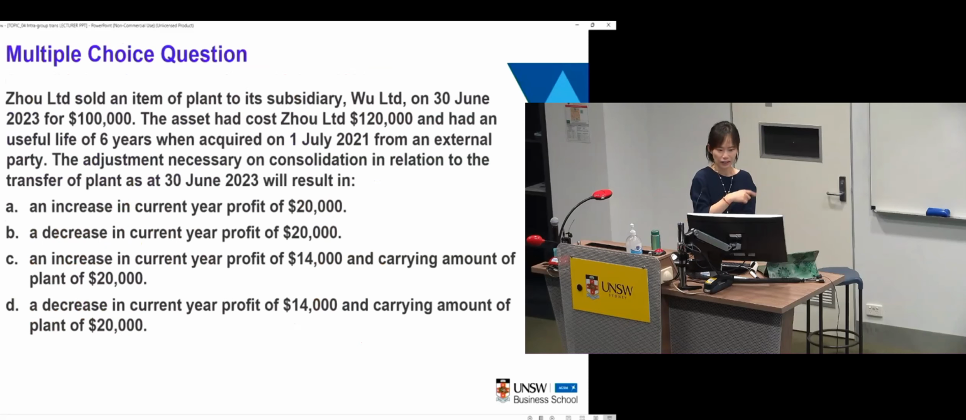All right. Now let's look at the following MCQ. Now the profit here should be after tax, right? What is the impact of your adjustment on the after-tax profit of the group?